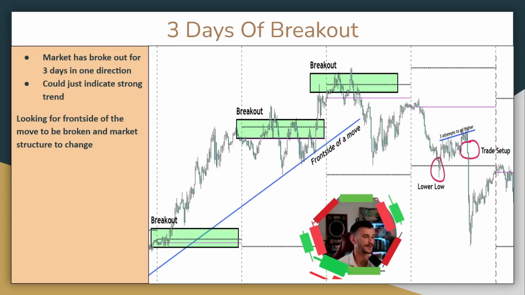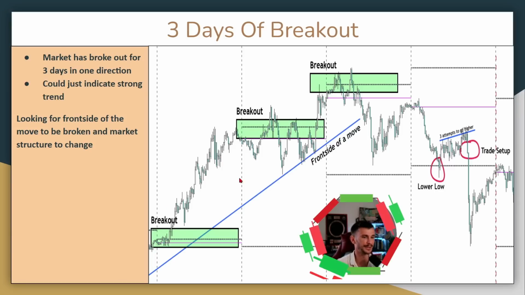3 days of breakouts is another one. Basically identifying a market that has overextended itself. Now, there's a few different scenarios that could be, based off of this. We could be in an up moving market, for example, a market that has been going up for a long period of time. It could be 2 weeks, 3 weeks, 4 weeks, 5 weeks. Sometimes it's very overextended weekly. It's been breaking out for multiple weeks in one direction.